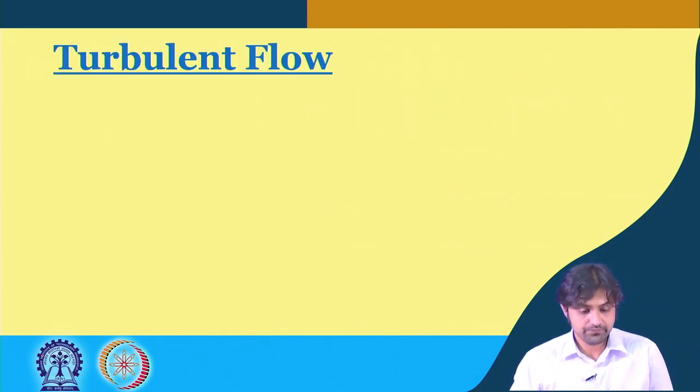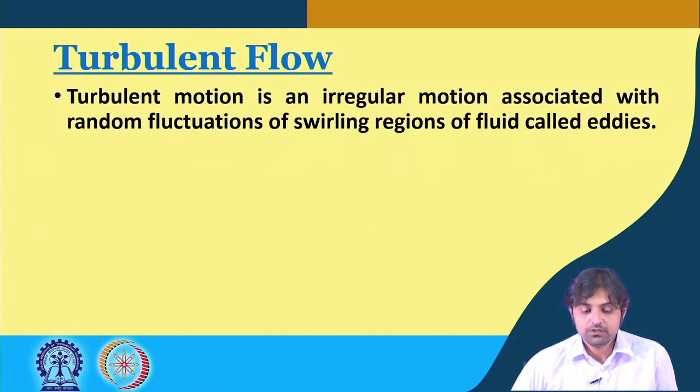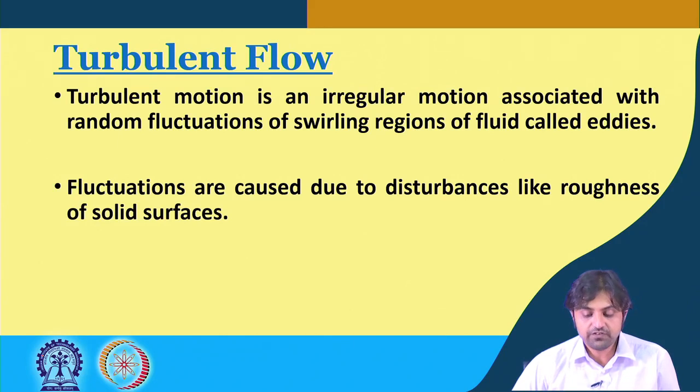All right. So we are now moving slowly to the phenomenon of turbulent flow. Turbulent motion is an irregular motion which is associated with random fluctuations or swirling regions of fluid called eddies. These fluctuations are caused by disturbances like the roughness of a solid surface. Suppose a fluid is moving and it encounters a rough surface. The fluctuations in the velocity will arise, and these are the causes of turbulent motion.